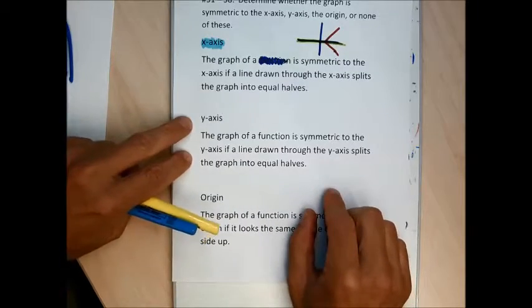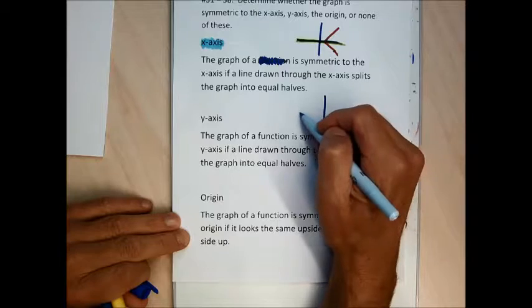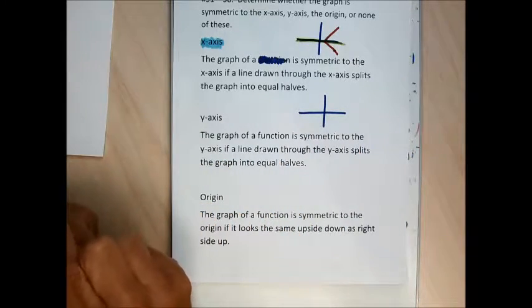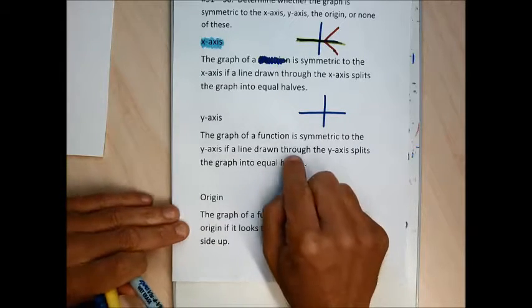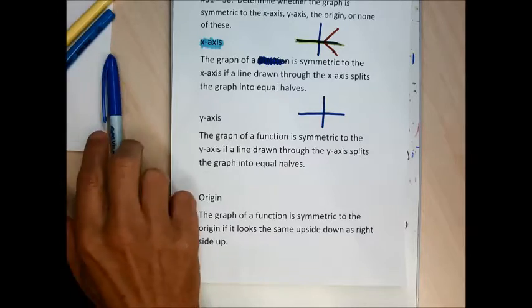To have symmetry to the y-axis, essentially the graph has to have equal halves on either side of the y-axis. Very specifically, if a line drawn through the y-axis splits the graph into equal halves, then the graph will be symmetric to the y-axis.